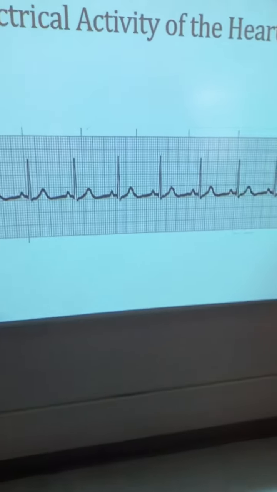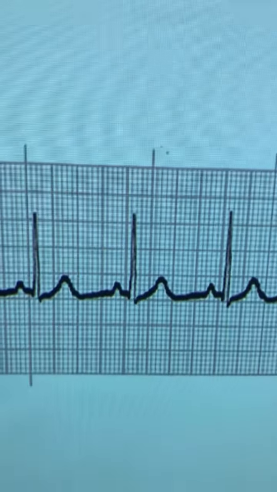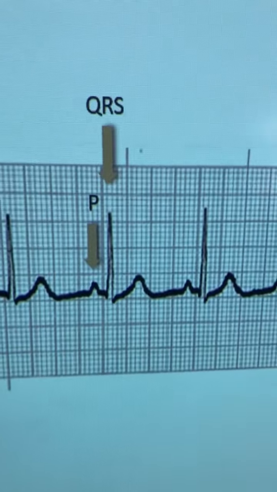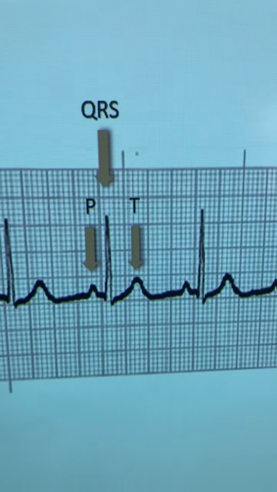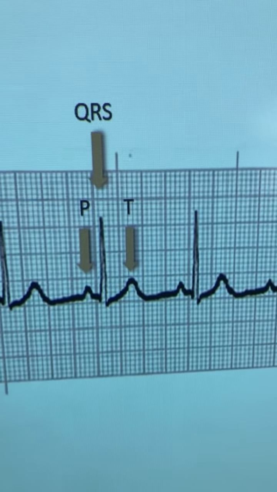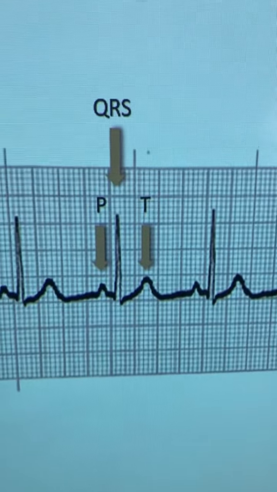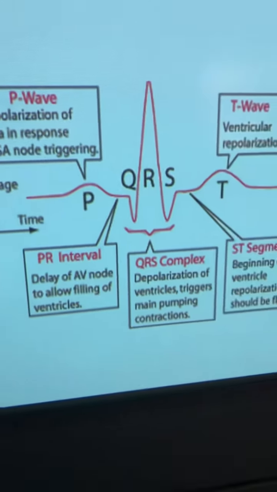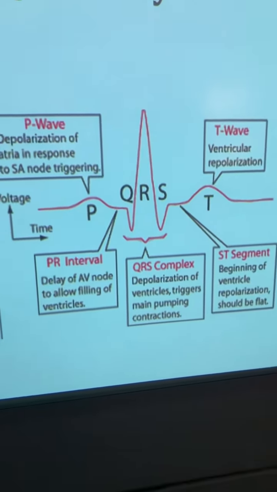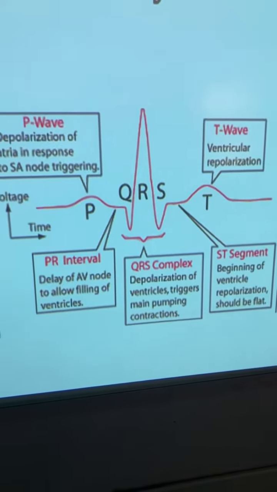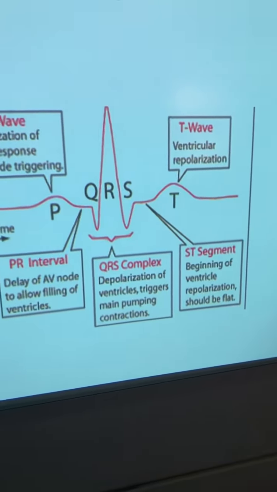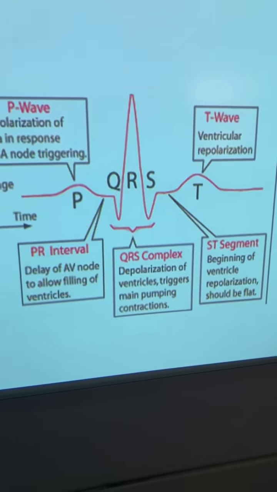But there's 3 waves within this cardiac strip that I want to show you. It's the P wave, the QRS, and the T wave. If you have these 3 waves, you have what's called a sinus rhythm. And when you think about these waves, you need to think P wave equals atrium, QRS equals ventricles, and the T wave is like the recharge, saying, hey, let's do this all over again.